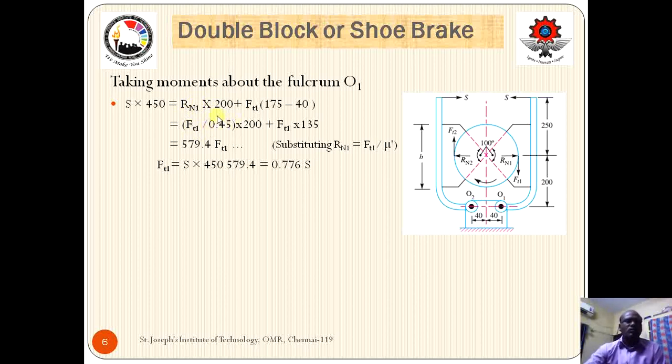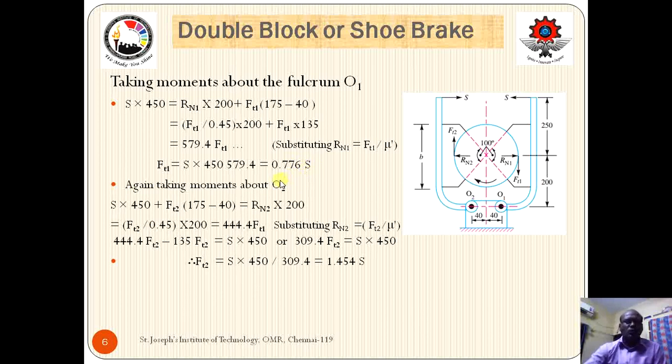So we know F equal to mu Rn, or Rn equal to F1 by mu. Substitute the value into 200 into Ft1. So I am getting 579.4 Ft1. I am going to substitute this R1 instead of Rn1, substituting Ft1 by mu dash. So the Ft1 value I am getting is 0.776 S.